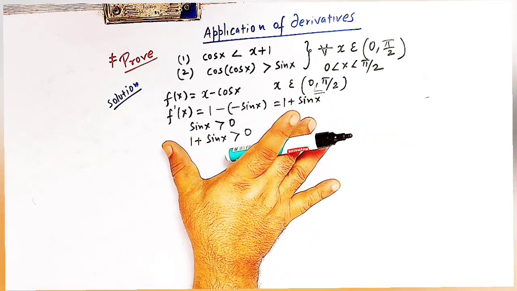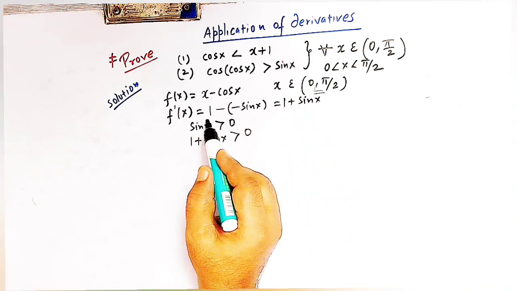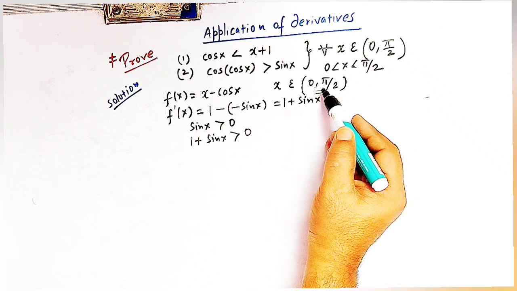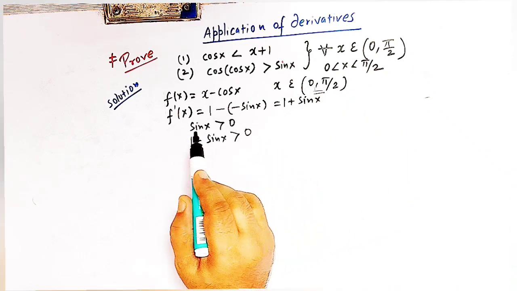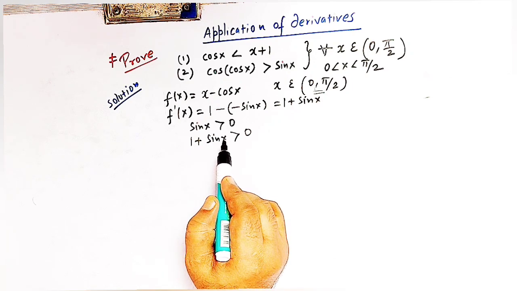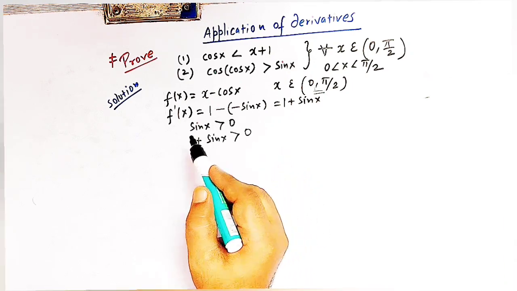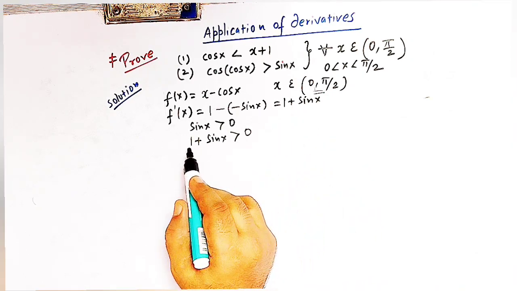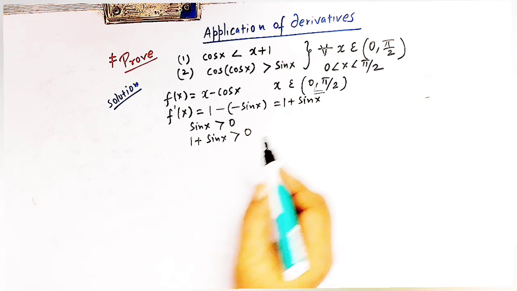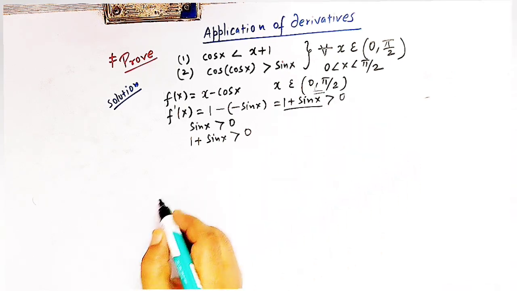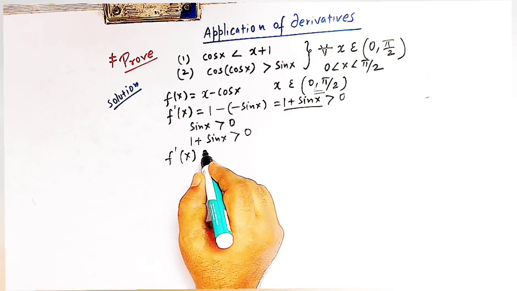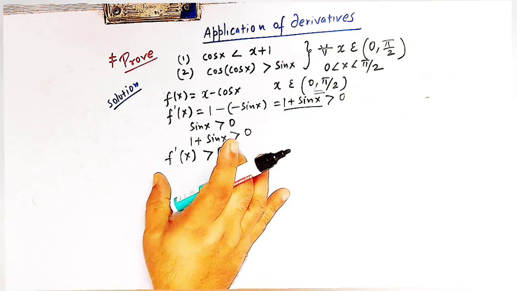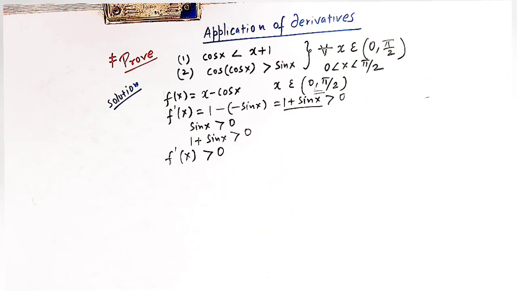So what we have seen here, the derivative is 1 plus sine x. Now sine x is positive, or it is greater than 0 in this interval, that is the first quadrant, and therefore this quantity, that is 1 plus sine x, because 1 is positive, so when we add two positive quantities we always get the third quantity as positive. So 1 plus sine x is also positive. So this quantity is greater than 0. So we can see f prime of x is greater than 0. So the derivative is positive, and this is the condition for a function to be increasing function.